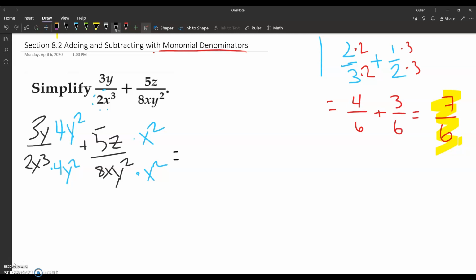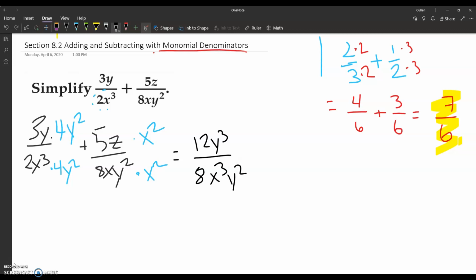So let me write out what this gives us. Now on the top, if you multiply 3y times 4y squared, you'll get 12y to the third. And then in the denominator, you'll get 8, and then x to the third. 8 came from the 2 times 4, by the way. And then I have y squared.